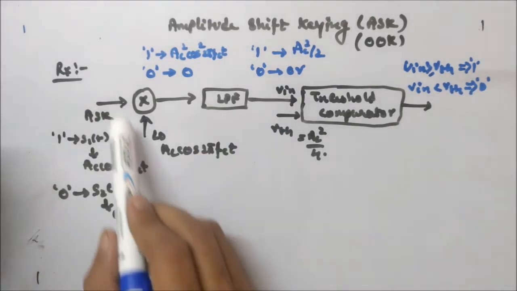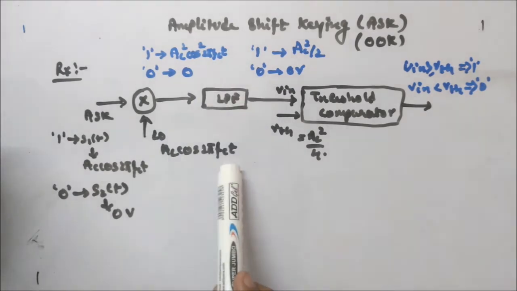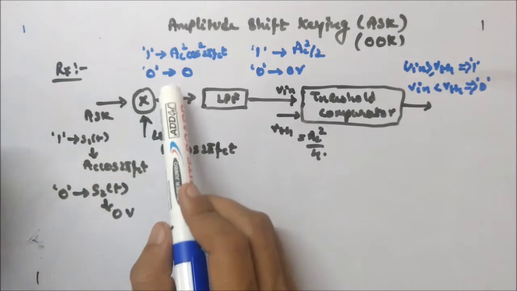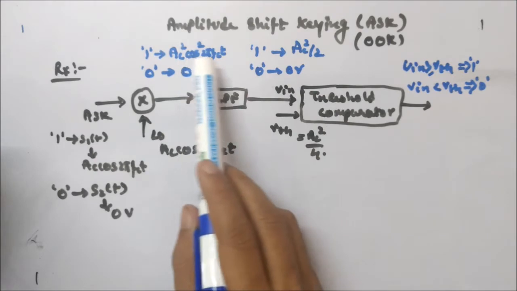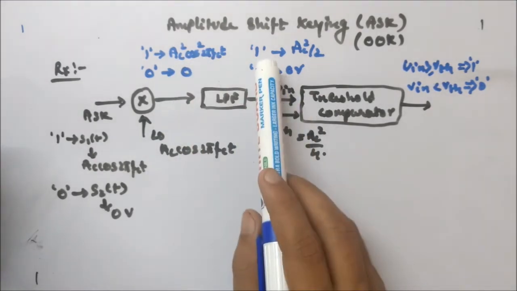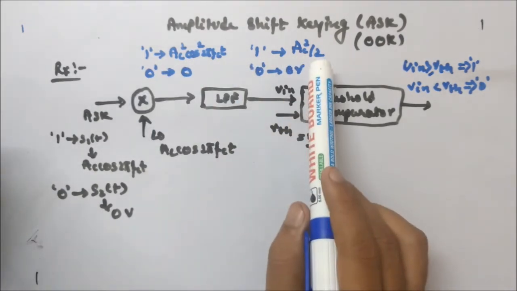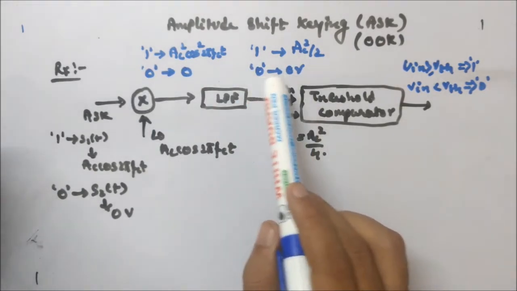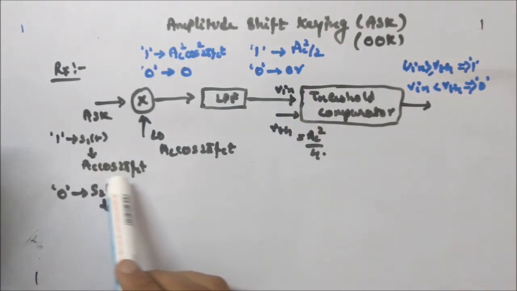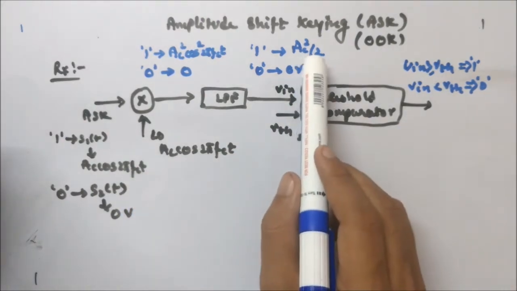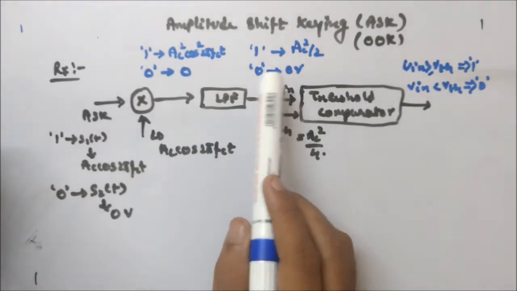So AC cos 2 pi FCT will come, then the output will be AC square cos square 2 pi FCT. Since this is also AC cos 2 pi FCT, if 0 volt comes, then 0 will be the output. Now your low pass filter will pass the low frequency. So if you solve this, at the output of the low pass filter, for bit 1 you will get AC square divided by 2, and for bit 0, which is 0 volt, you will get 0 here. For AC cos 2 pi FCT, you will get AC square divided by 2. So the low pass filter just passes the low frequency component.